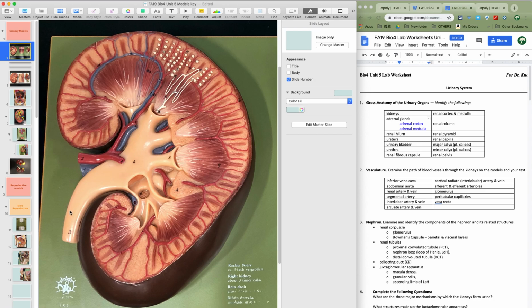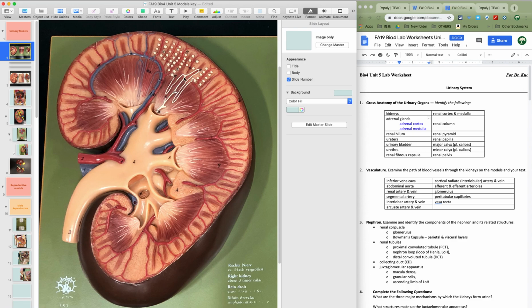Renal pelvis and the ureter, let's see. Okay, and you should be able to see that the renal corpuscle is here, in the cortex, as well as the proximal convoluted tubule, distal convoluted tubule, as well as part of the collecting duct. And those white little dots you see here, those are the Bowman's capsule. The loop of Henle will dip into the renal medulla.